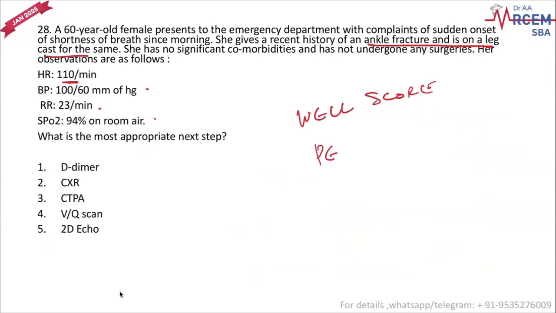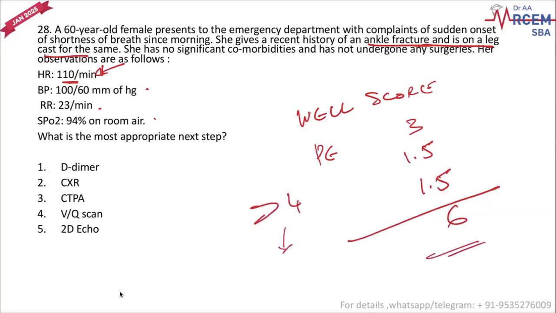PE is the most likely diagnosis, so I'll give it 3 here. Immobilization is present, that carries 1.5 marks. Tachycardia is present, that again carries 1.5. Total is 6. Anything more than 4, you will directly go ahead and get a CTPA done. So the right answer here is CTPA.